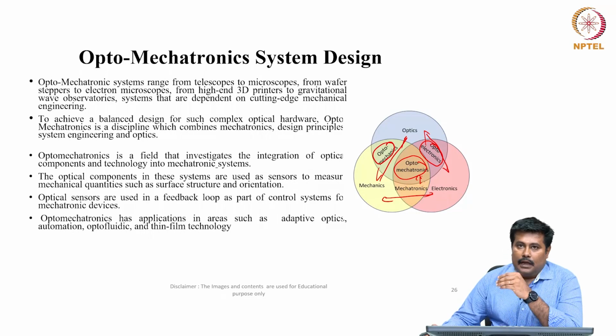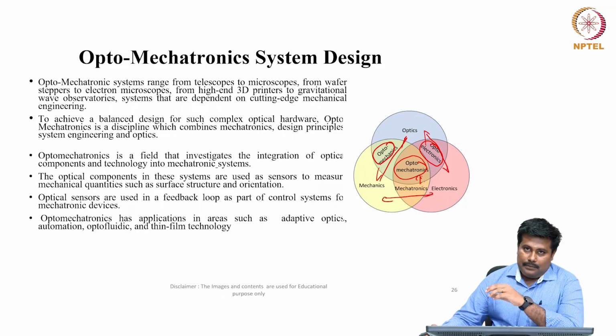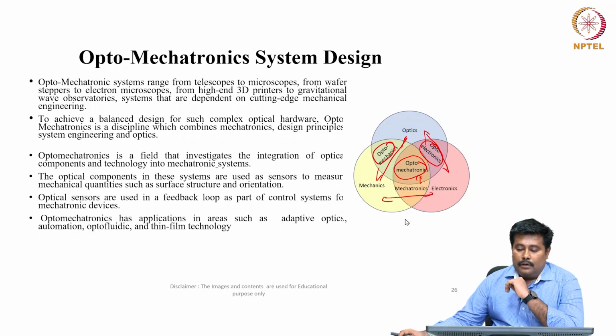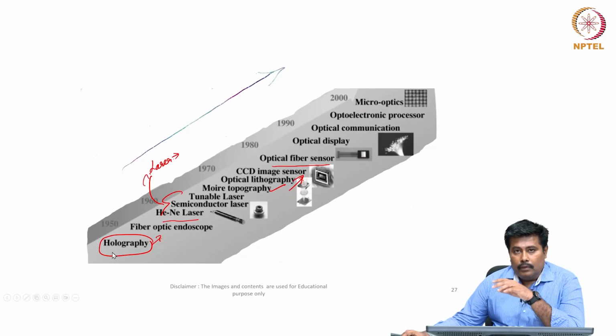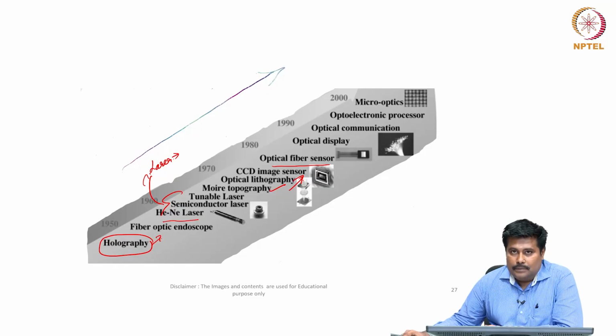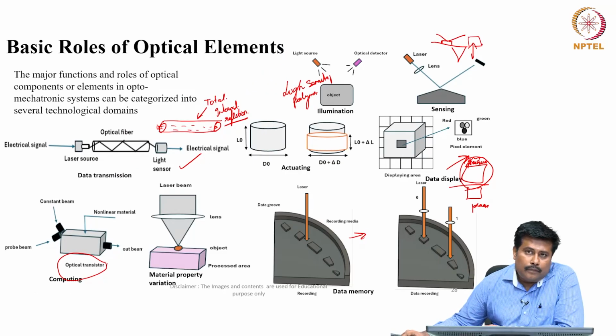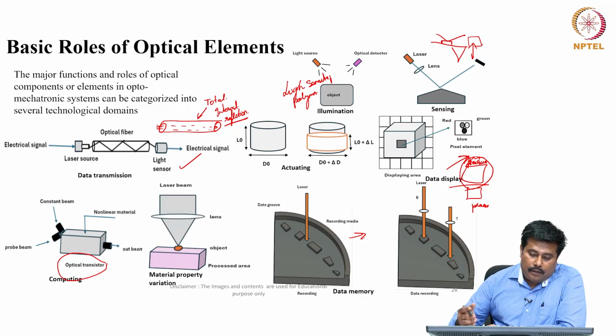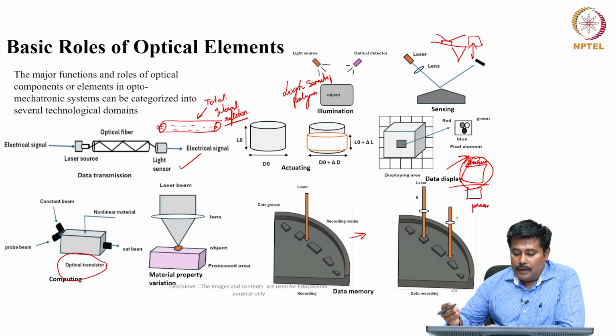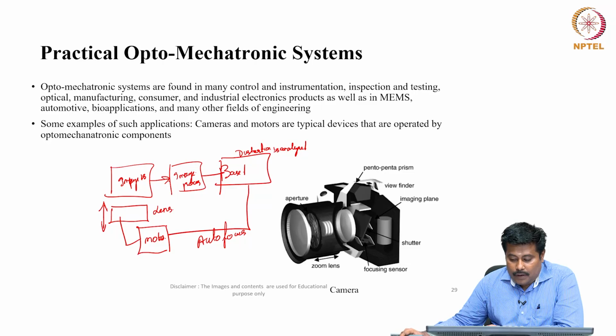We have been discussing optomechatronic system design, the key motivation behind it, the overall evolution of optomechatronic system design, and some of the key examples, which include optical fiber based sensing, optical based actuation, optical based data display, and data memory manipulation.